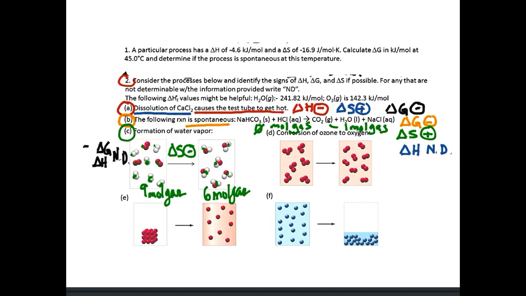Now, if delta S is negative and delta H is also negative, you cannot determine delta G. You don't know if it's spontaneous or not because one of them is favorable and the other one is unfavorable. So it depends on the temperature.